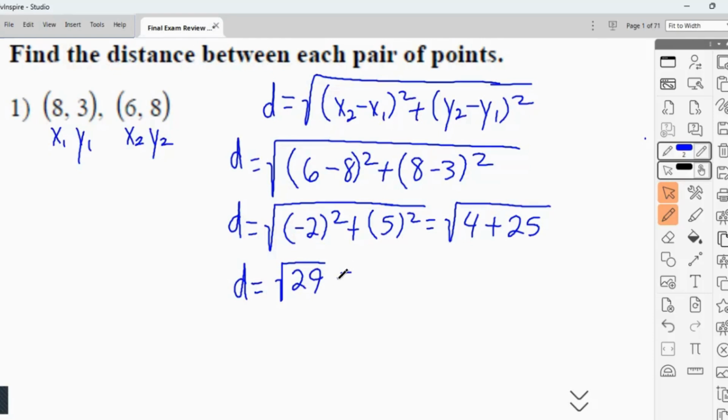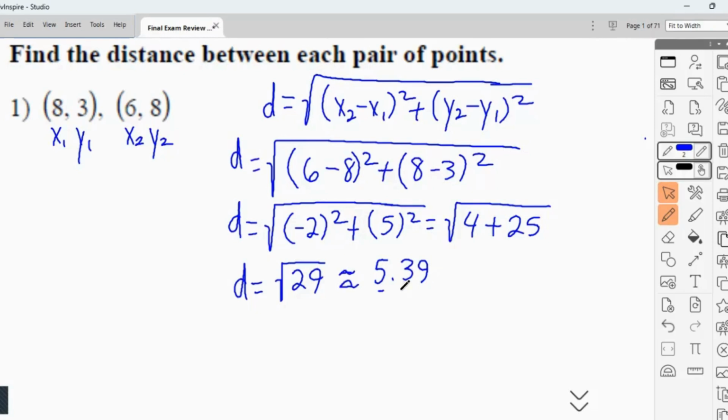Let me see if I got. I'm going to try to look for a little calculator around here. I think I got one right here. See what's up with that. Probably like 5 point something, if I can recall. Square root of 29. Yeah, close enough. It's going to be about 5.385. Let's just round it off to 5.39. So that's approximately what it's going to be in that regard.